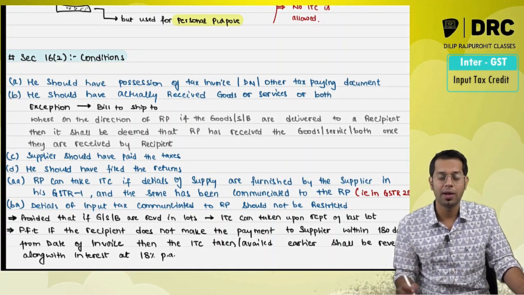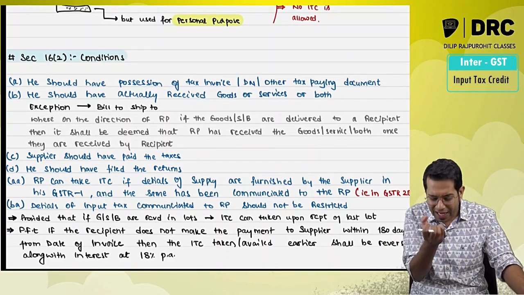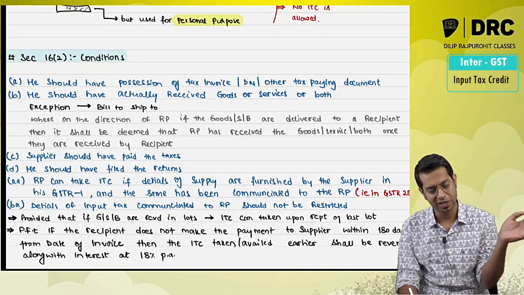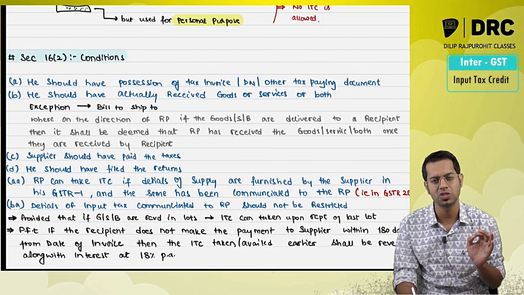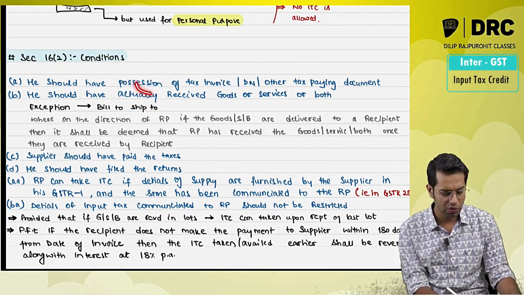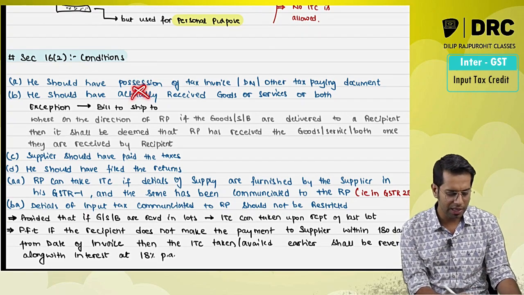Then he, in the sense registered person, should have actually received the goods or services. The registered person who wants to take input tax credit should have actually received the goods and services based on which he is taking input tax credit. Sir, what if I have not actually received the goods or services? You cannot take input tax credit.